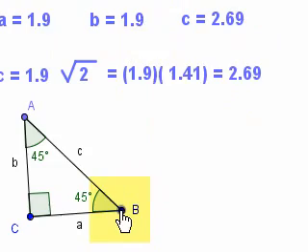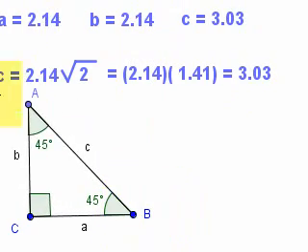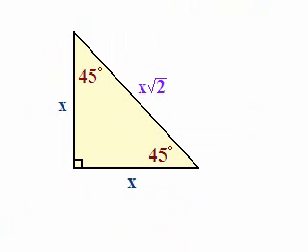And no matter how I change the size of this triangle, the side opposite the 90 is always the square root of 2 times bigger than any of the other two sides, in this case 3.03. So now, once you know that, there are basically two types of triangles that you're going to see in this class. So let me demonstrate that to you. This is the x square root of 2.